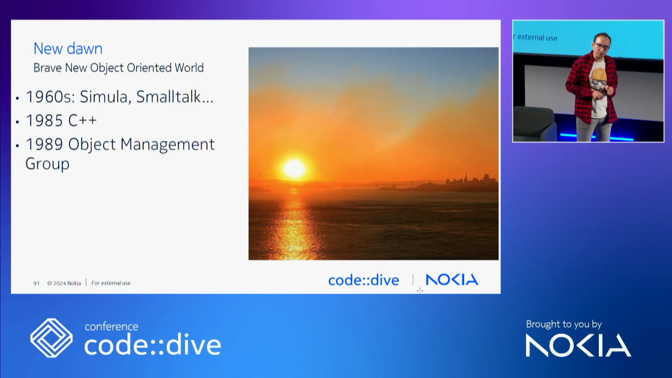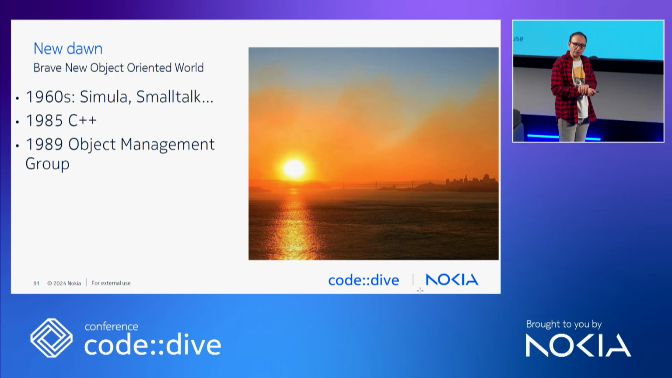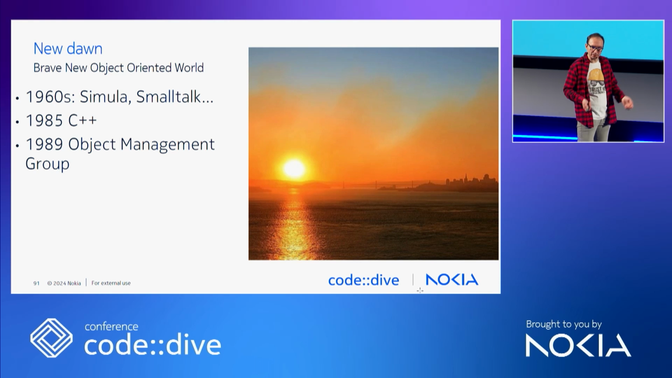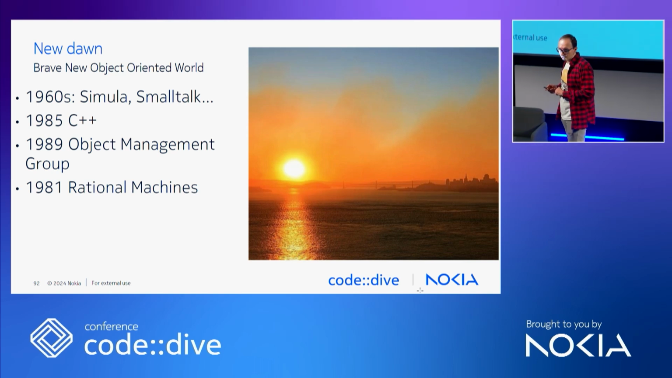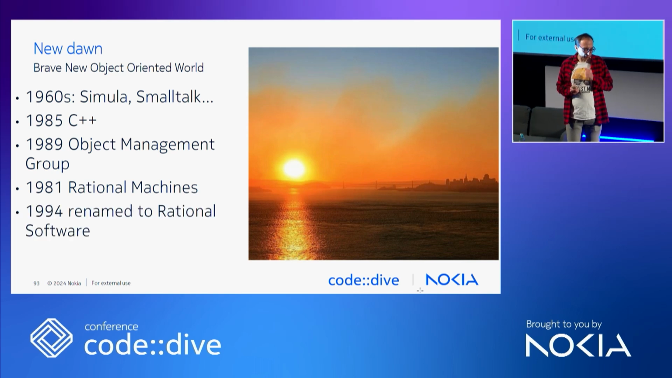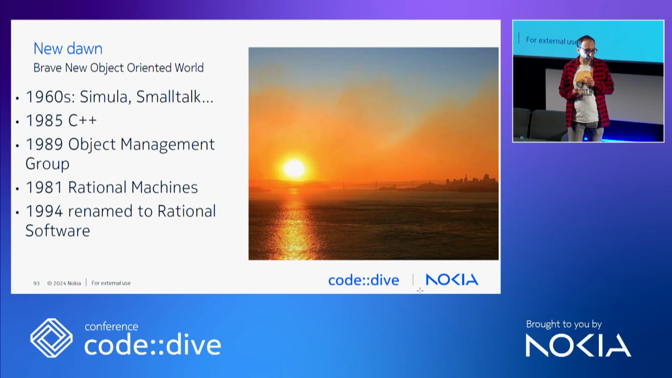In 1989, something called the Object Management Group was created. This was a consortium of big hitters back then, you know, HP, Apple, IBM. They wanted to unify the way we describe the object-oriented world, the way we use object-oriented methodologies. Quietly, in 1981, a small company called Rational Machines was created, and they changed their name in 1994 to something that may be more famous or known to you, Rational Software.